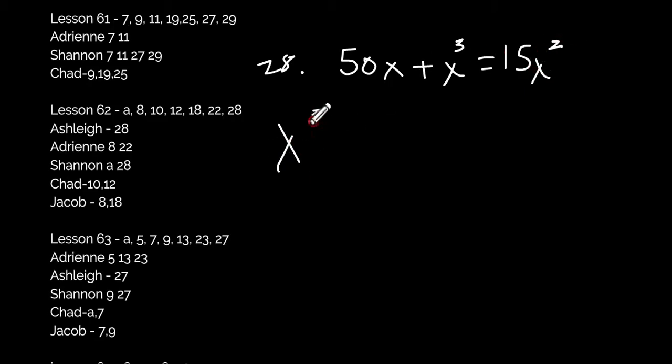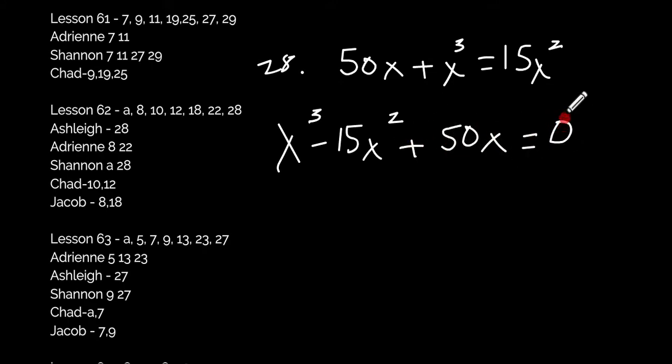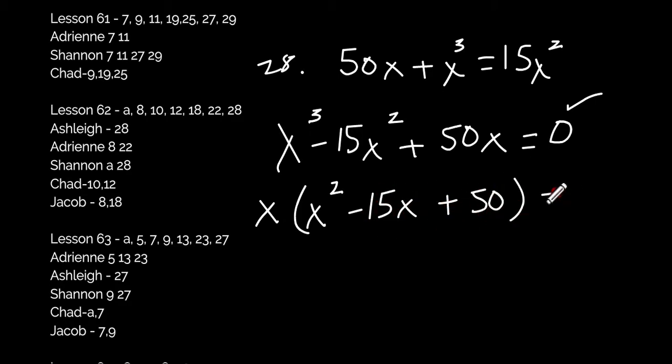So x cubed minus 15x squared plus 50x equals 0. This one's solved by factoring. By factoring, you still set it equal to 0, just like you're going to do completing the square. But you're going to take the x out. You're going to get x squared minus 15x plus 50 equals 0.